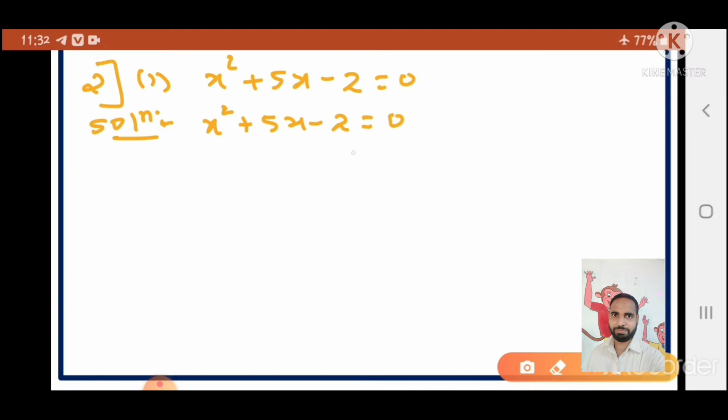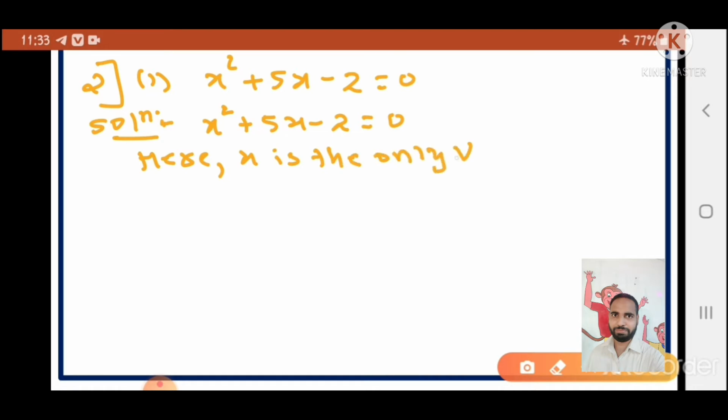You have to just check the degree. What is the highest degree of this equation? See, first of all, in this equation only one variable is used, that is x. And second thing, the degree is 2. Highest index is what? 2. So therefore it is a quadratic equation. So what will you write here? Here x is the only variable.